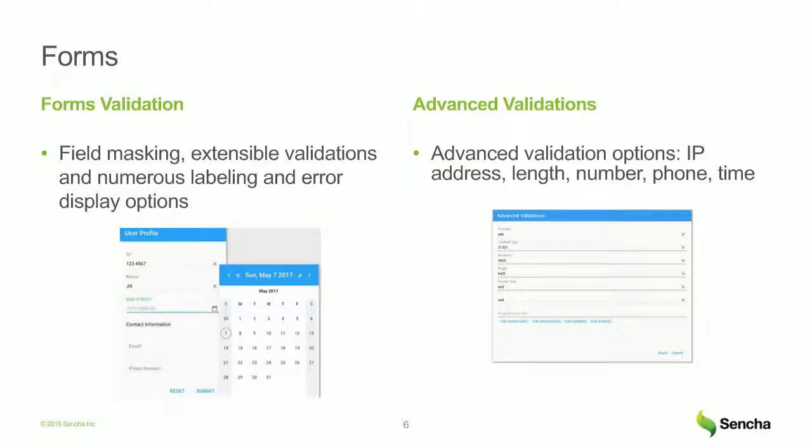For forms, for a long time, we've had sophisticated validations and things like that within forms in the classic toolkit. Now in modern, we have similar capabilities. You can do things like field masking to ensure that you're accepting the right types of key presses in specific fields. We have extensible validations and various different ways to display errors. For example, when the user clicks the submit button, if fields don't validate properly, you have a few different ways that you can alert them to that and help draw attention to the field that needs to be fixed.